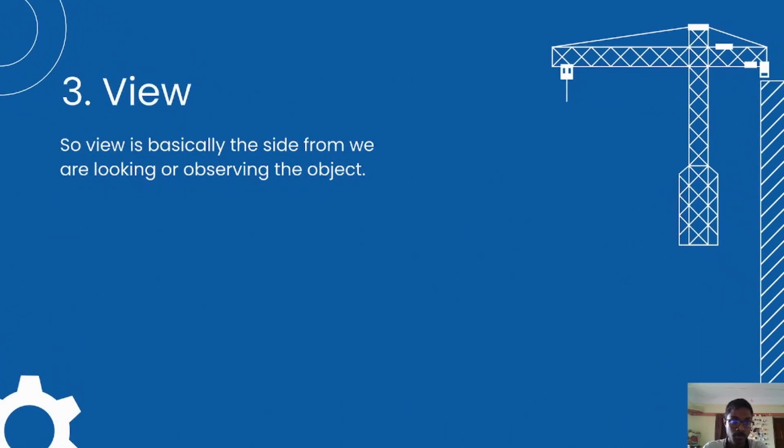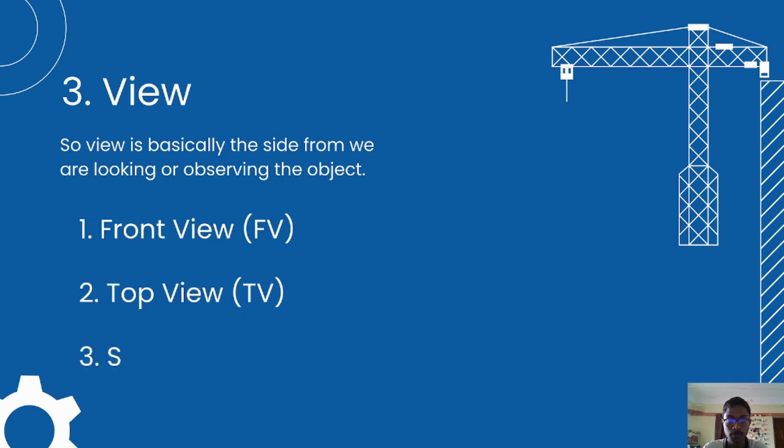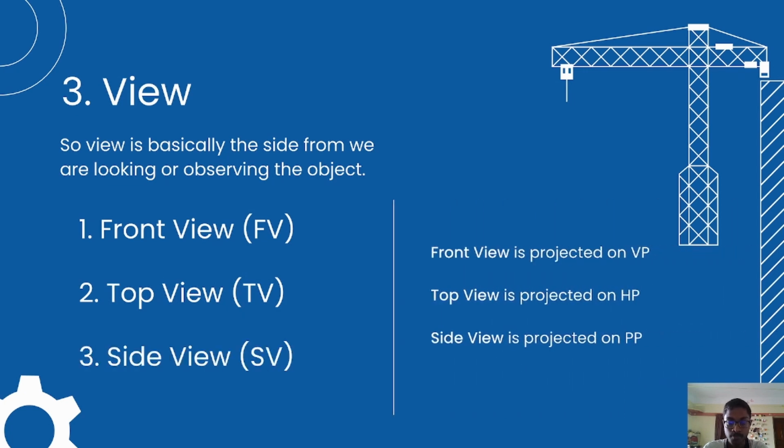Then we have the view. A view is basically the side from which we are looking at or observing an object. We have three types here: the front view, the top view, and the side view. The front view is projected on the VP, the top view is projected on the HP, and the side view is projected on the PP.